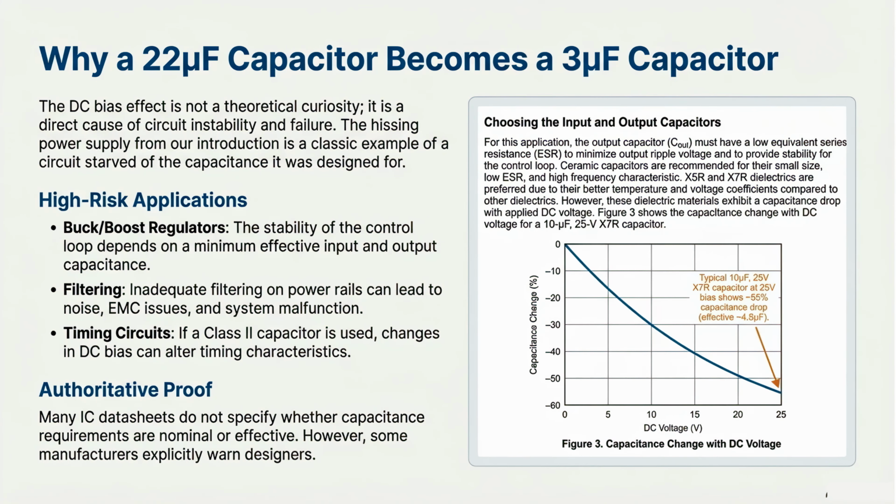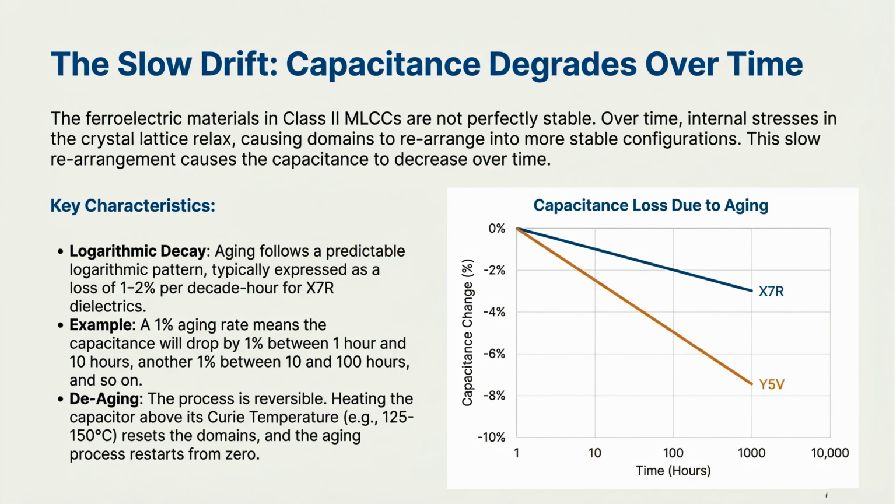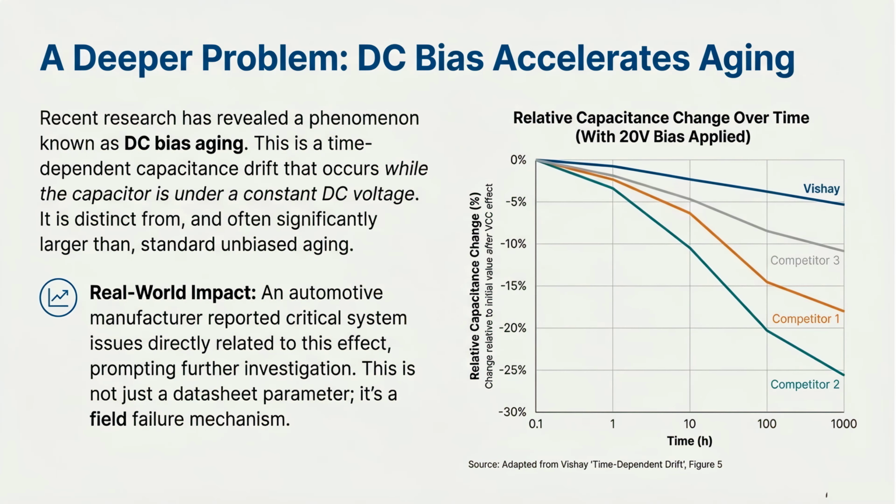The DC bias effect is not merely theoretical, it's a direct cause of circuit instability. It impacts high-risk applications like buck/boost regulators and filtering, where circuit performance depends on minimum capacitance. Ferroelectric materials in Class 2 MLCCs are not perfectly stable. Over time, internal stresses relax, causing the capacitance to decrease, a slow drift known as aging. DC bias accelerates this aging effect.